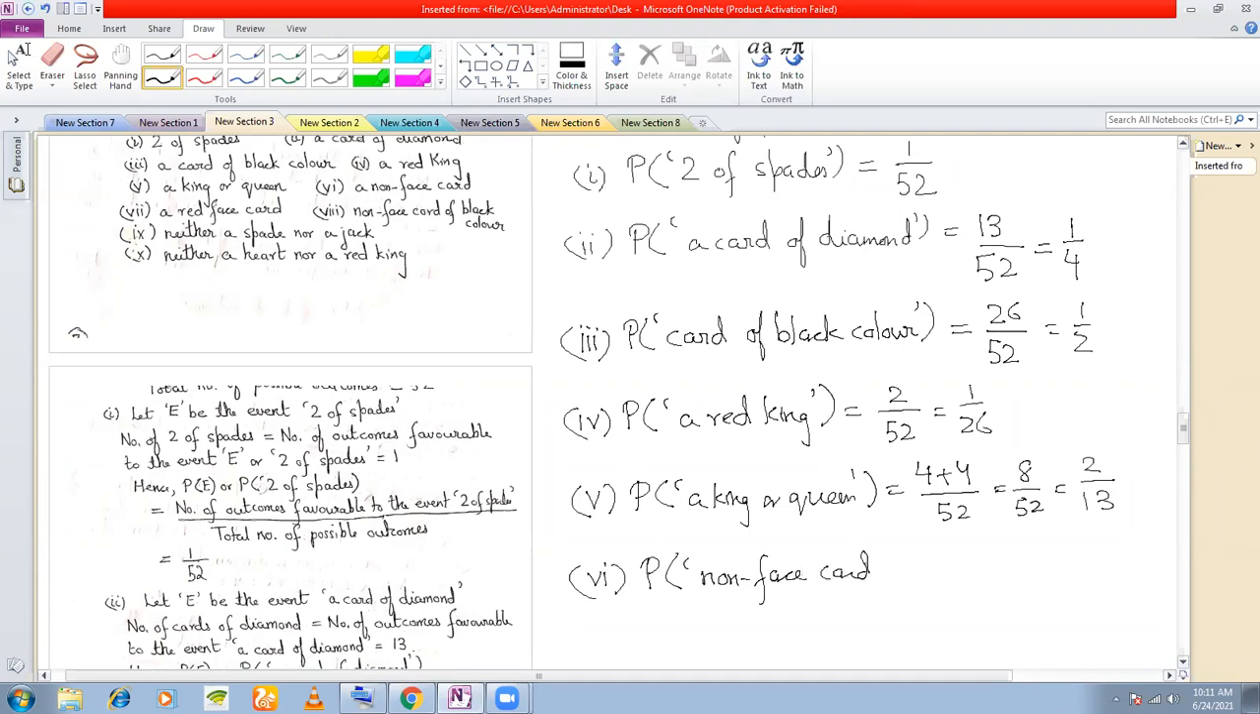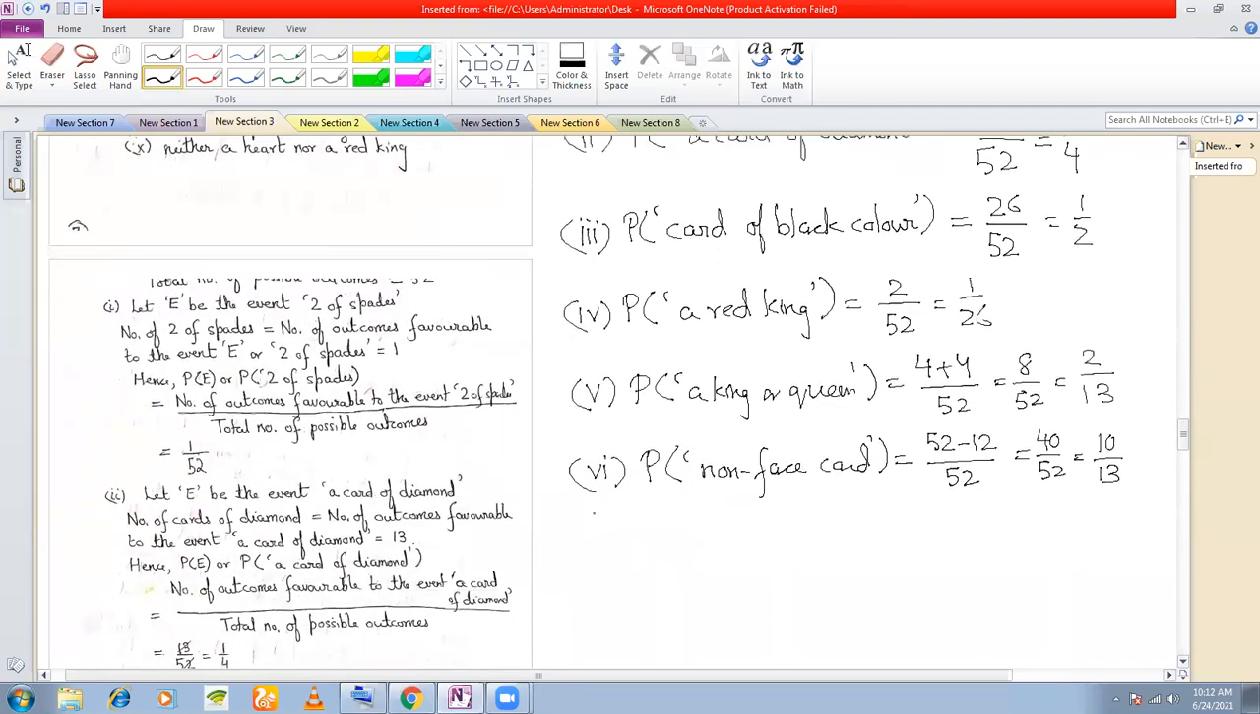Next question is a non-face card. Now, how many face cards are there? 4 plus 4 plus 4, right? 4 kings, 4 queens, and 4 jacks. These are three face cards, right? In total, there are 12 face cards. So how many non-face cards? 52 minus 12 divided by 52, which is equal to 40 by 52, which is equal to 10 by 13.